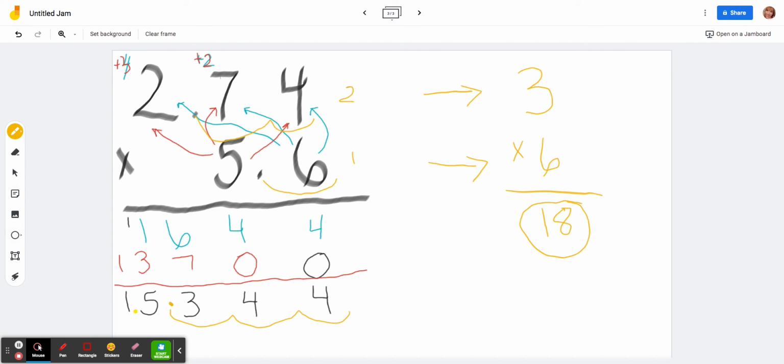If I was to put my decimal point here, the answer would be 1.5. If I was to put my decimal point here, it would be 153. So clearly the decimal point is correct here as 15.344.